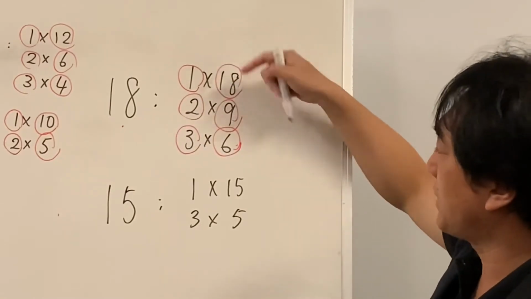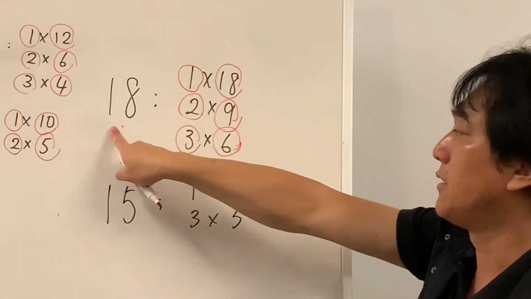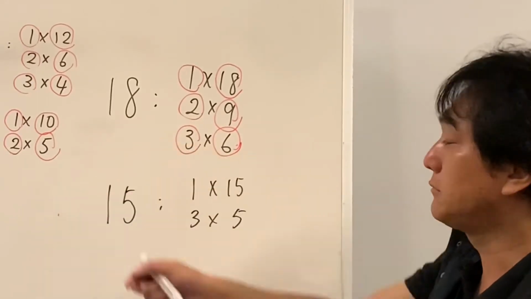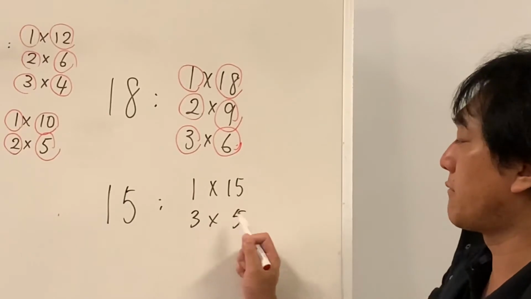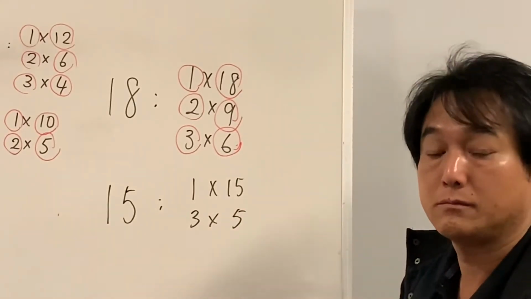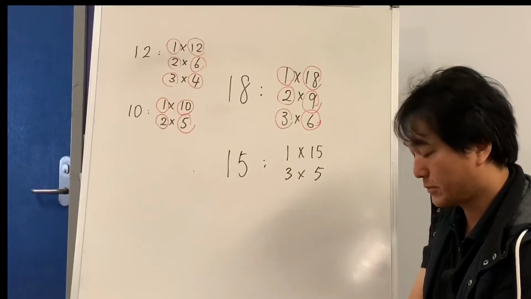1, 2, 3, 6, 9, 18, they are factors of 18. 15 has 4 factors, 1, 3, 5, and 15. Cool? Let's practice.